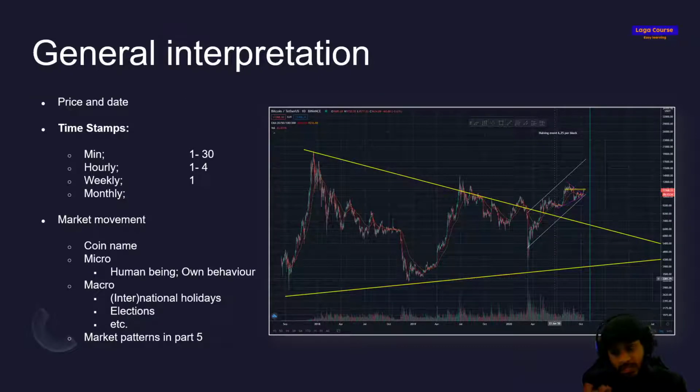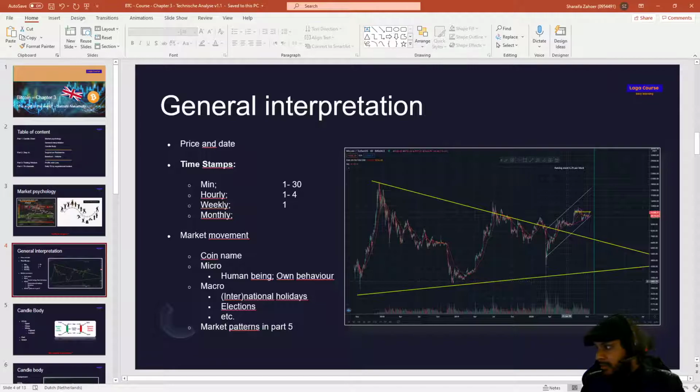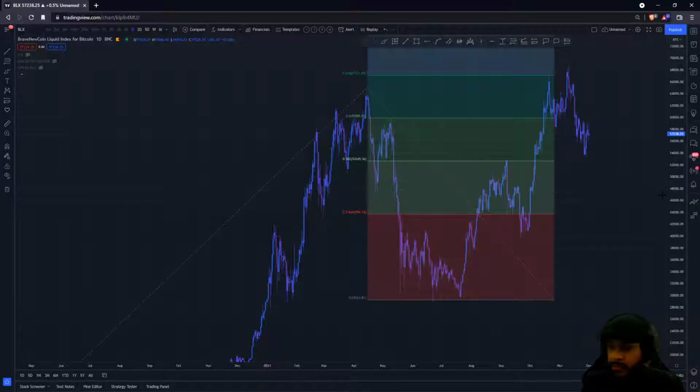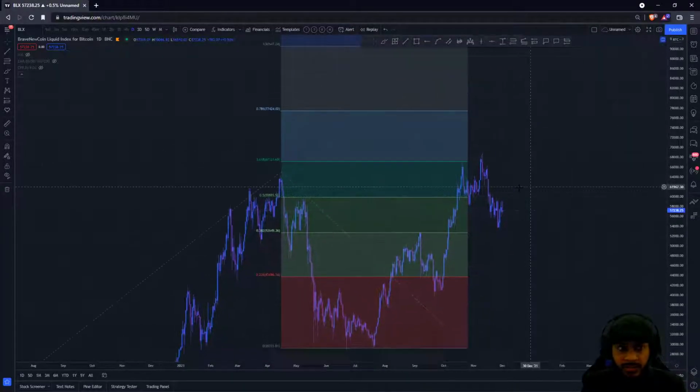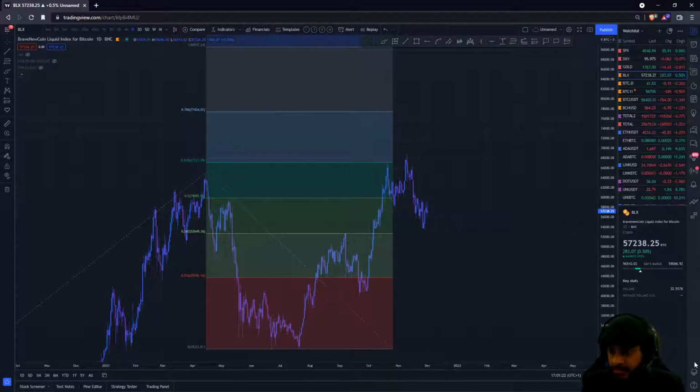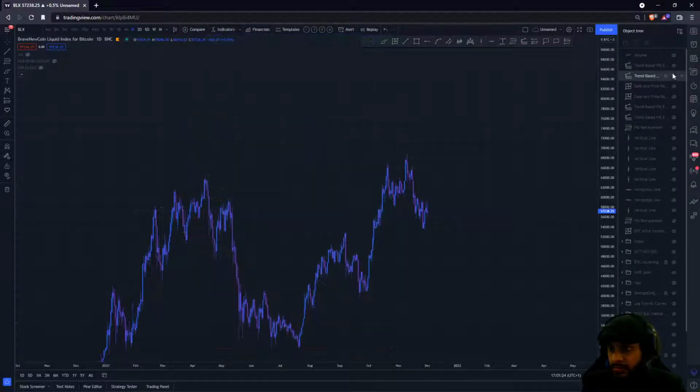All right, general interpretation. So this website is called tradingview.com. You can create an account here for free and watch all the chart swings, price swings, whatever, for free. So the first thing that we've got to discuss, I'm going to show you guys on the website directly, so you don't have to just zoom in on the picture. All right, I'm going to do some stuff for you guys. I'm going to remove this.